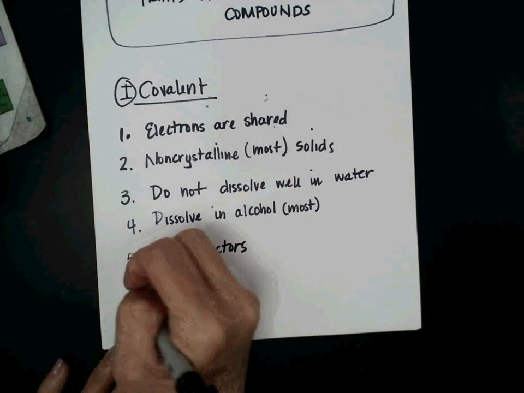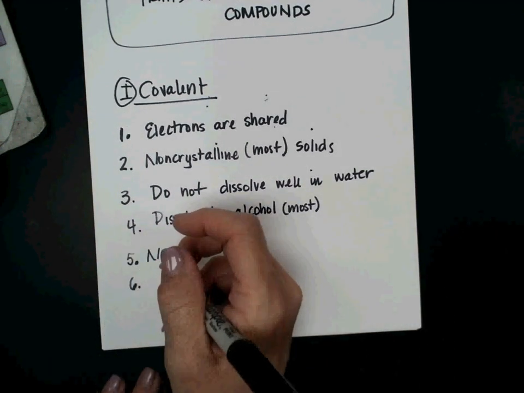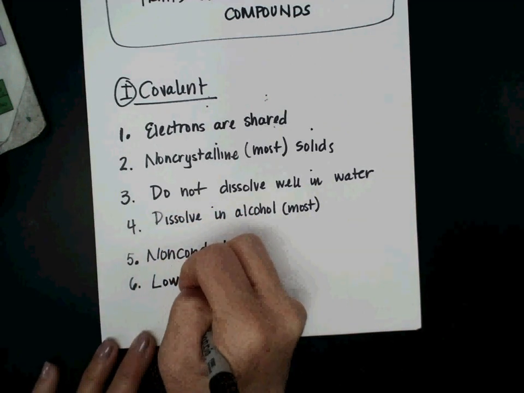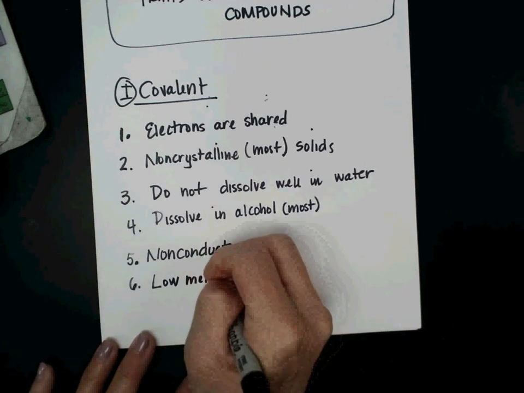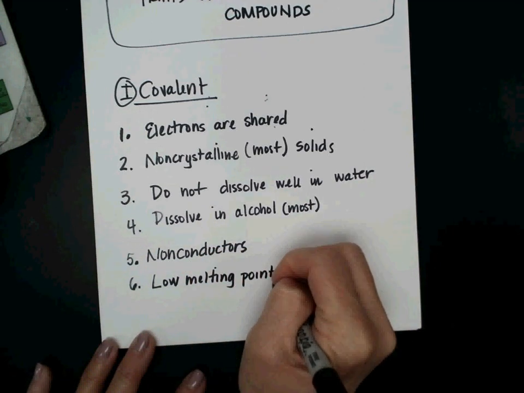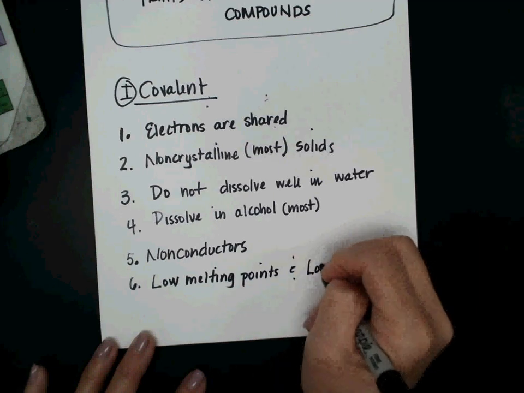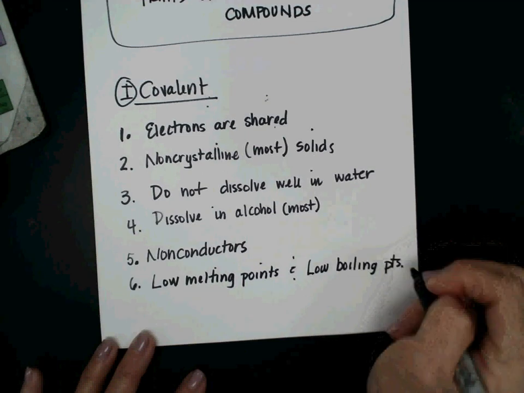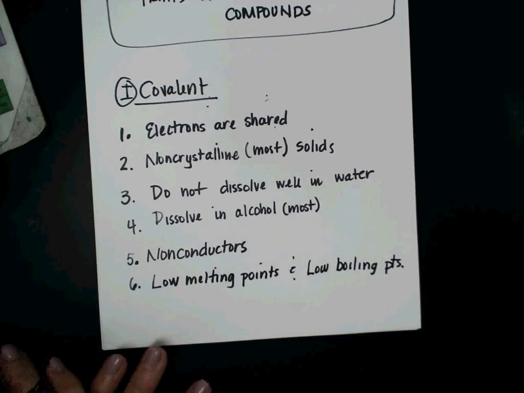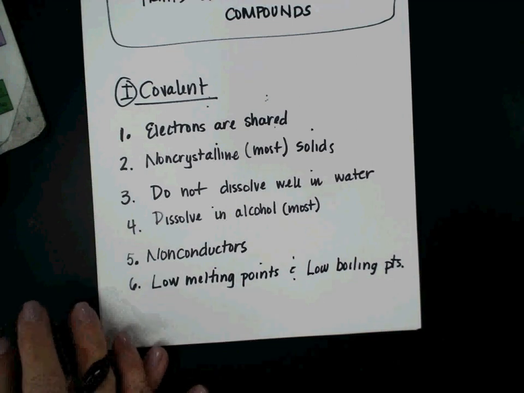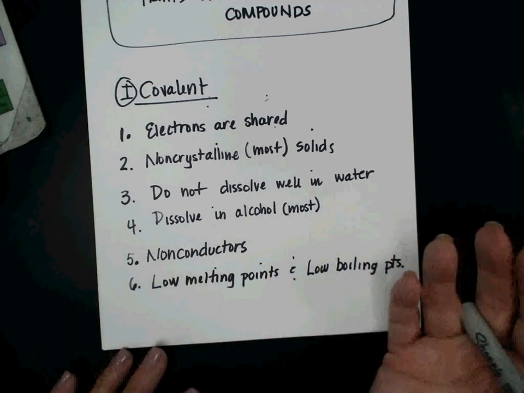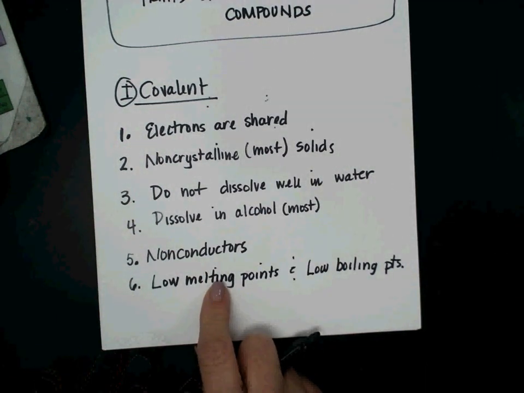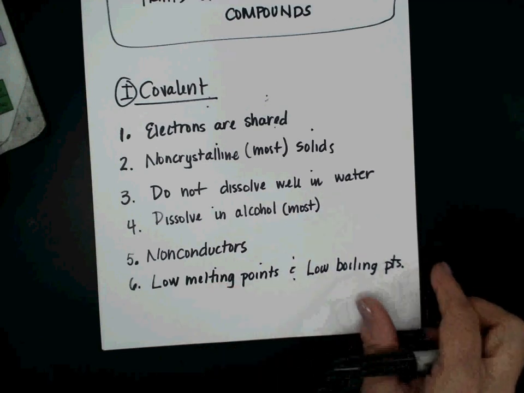I would also call covalent compounds, or think about this, they have very low melting points and low boiling points. So if you have a group of chemicals and you want to know what's ionic, what's covalent, you can test how long it takes for them to melt. So there's lots of ways we can test to figure out what kind of chemical we have. Okay, so that's good for covalent.